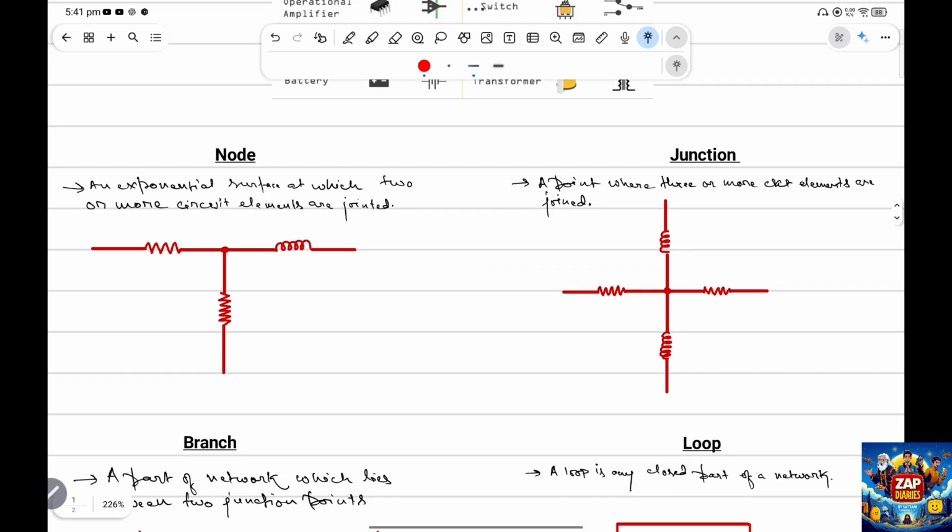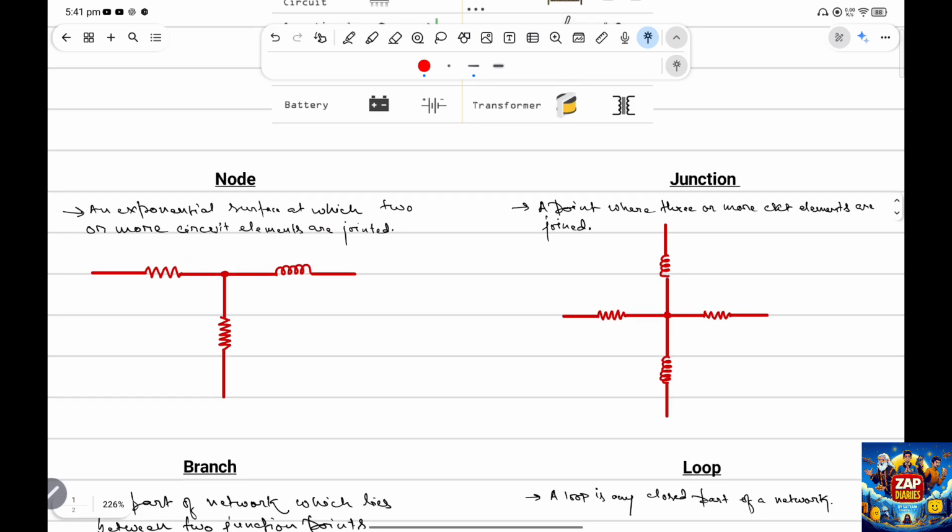These are actually not elements. These describe how elements in a circuit are connected. So what is a node? It's an equipotential surface at which two or more circuit elements are joined. For example, I have a resistor over here, an inductor, and another resistor. These are connected in such a way that this particular point, we call a node.